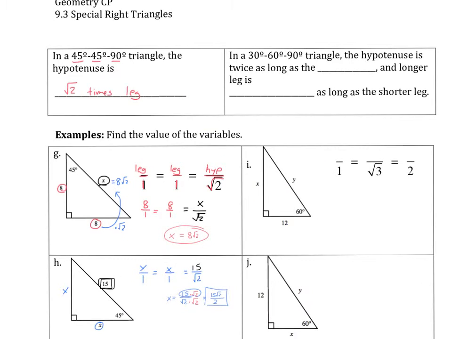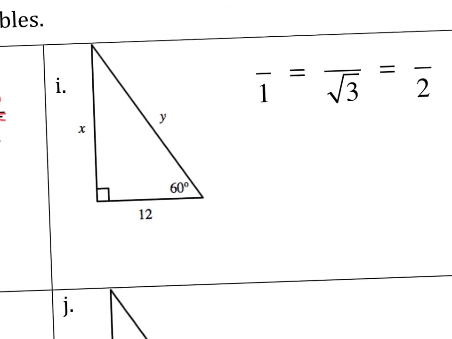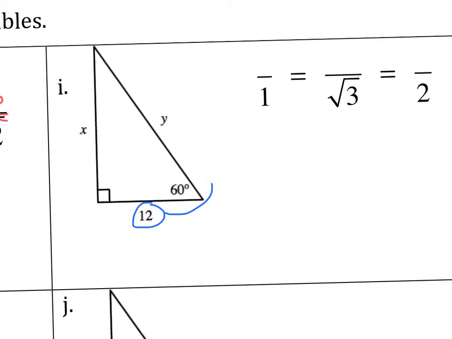And now this brings us to our second type of triangle. In a 30, 60, 90 triangle, the hypotenuse is twice as long as the short leg, and the longer leg is radical 3 times as long as the shorter leg. So, if you are given the short leg here, all you have to do is double it to get to here and multiply by radical 3 to get to the longer side. So this one, or longer leg, 12 radical 3.